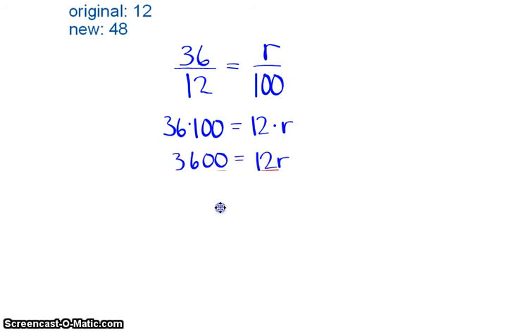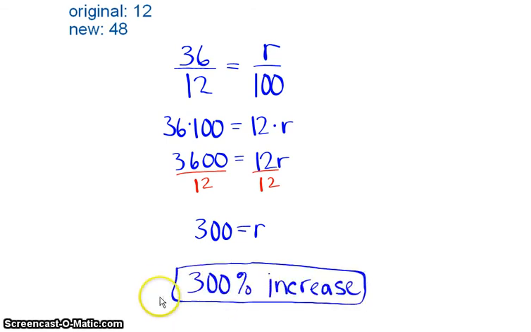Simplify. Divide both sides by 12. And you get R equals 300. So what that means is that is a 300% increase. Going from 12 to 48 is a 300% increase. Okay?